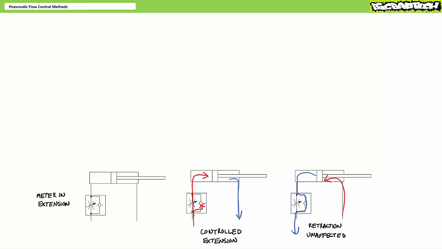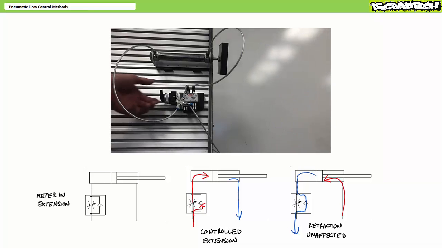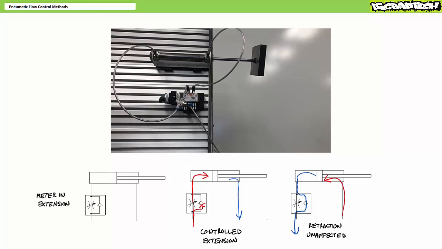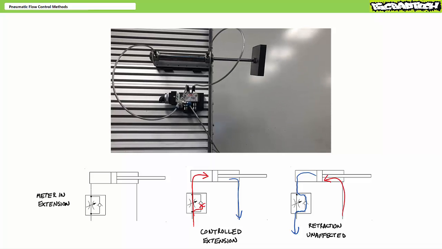During retraction, air exhausted from the cap end pushes the check valve poppet off its seat, such that flow is unimpeded. Here's an example of meter-in extension. With the flow control valve relatively wide open, the cylinder darts out like the head of a hungry snapping turtle. Let's dial that down a bit. A couple turns in the flow control valve knob narrows the restriction orifice. The cylinder extends a little slower.